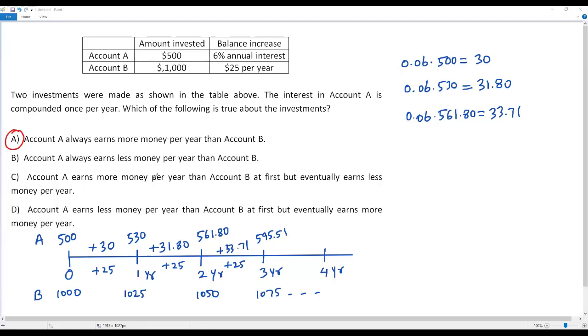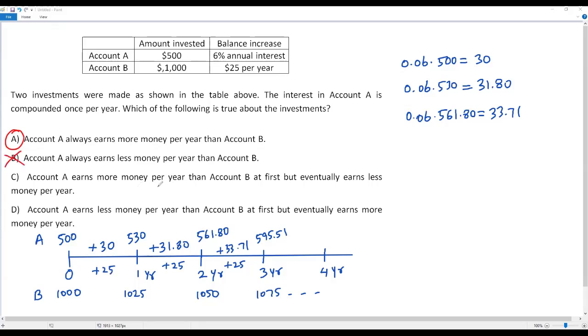account B. So we can reject all other options, because all of the information in the other options contradicts the calculation we have done over here. Option B says account A always earns less money. That cannot be accepted. So clearly, in our calculation, account A always earns more money per year than account B. Even in the first year itself, it earns $30, which is more than the interest earned by account B, that is $25. And we can reject option B.